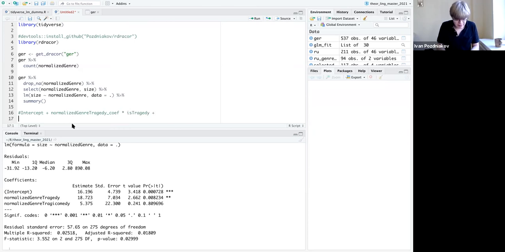normalized gender tragicomedy coefficient multiplied by is it a tragicomedy. And then you can just insert values in this equation. So for example, for comedy, how will it look?